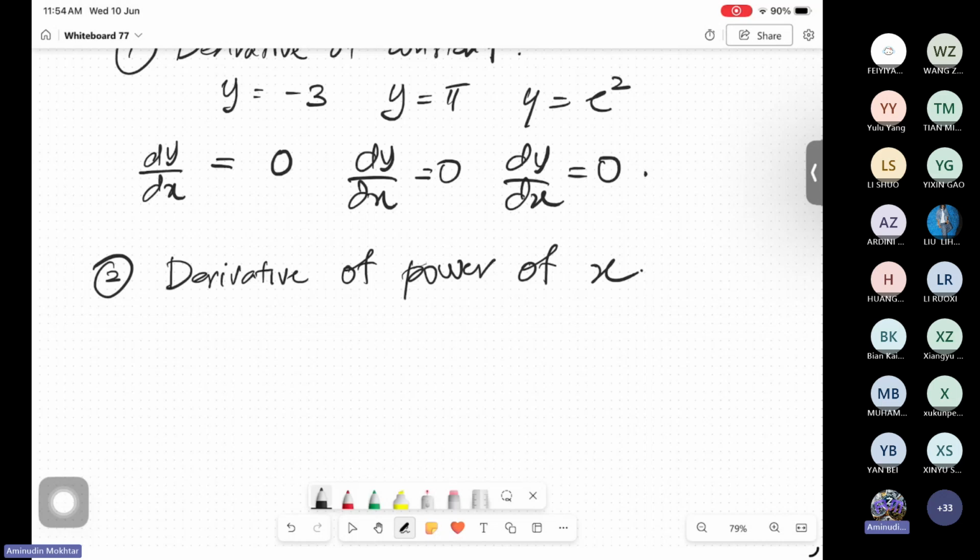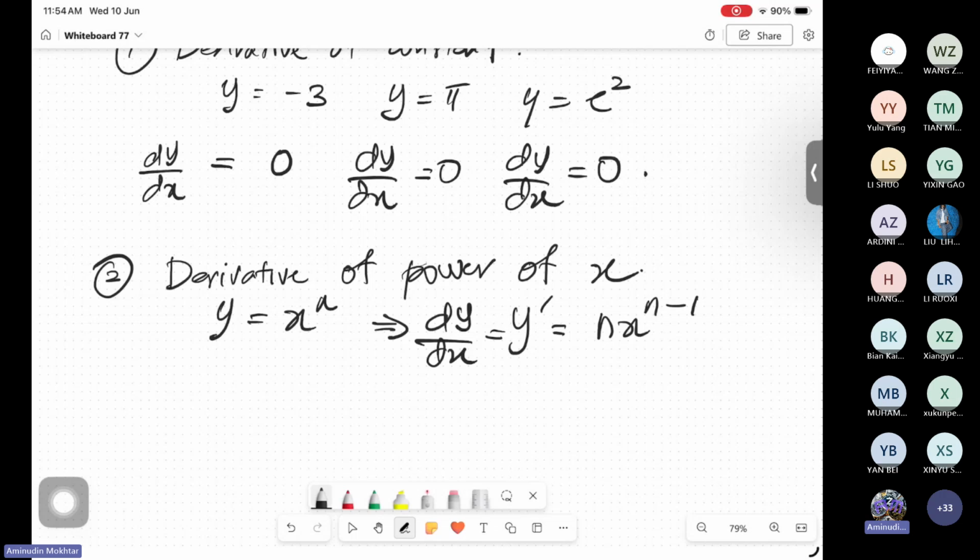Derivative of power of x. For example, if y equal to x to the power of n, the first derivative dy/dx, or we can also write it as y prime, equal to n x to the power of n minus 1. After we take the first derivative, the power will reduce by 1 unit.